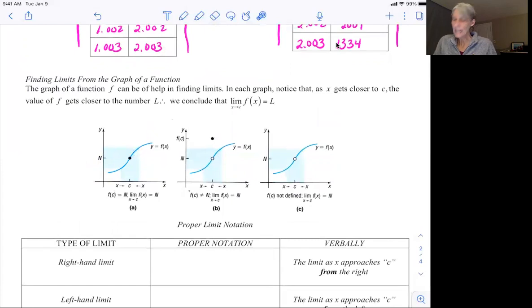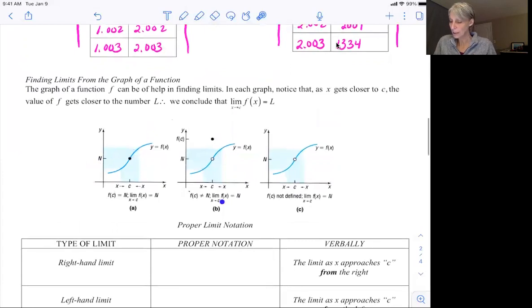In this next example, in example B, the limit as x approaches c. As I plug in numbers that get close to c, notice on your graph, your y values are getting close to n, but your function value is somewhere else. We still get a limit. This has a limit.